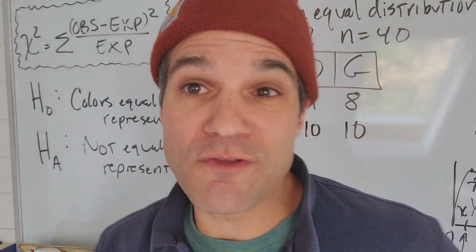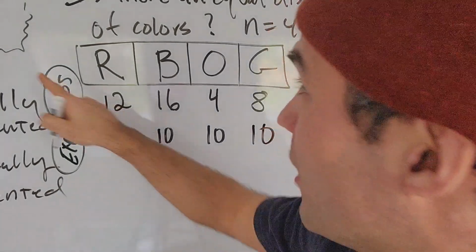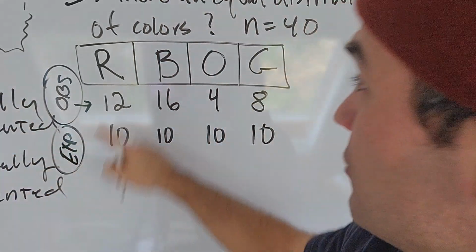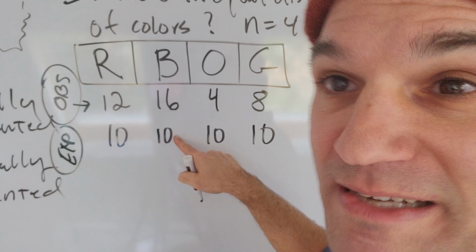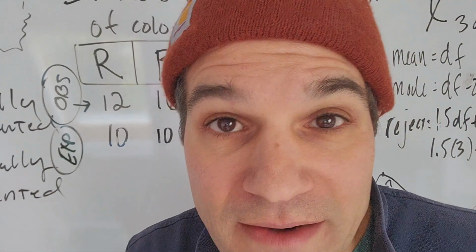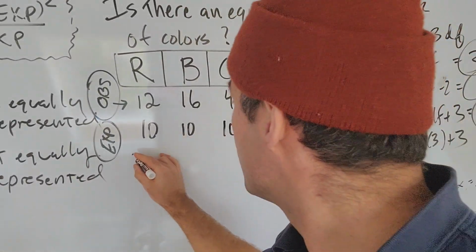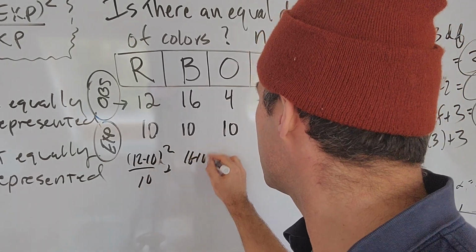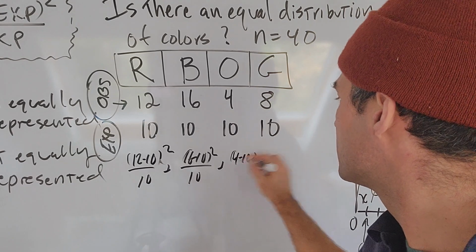So all you have to do now, I've got my observed, I've got my expected. I just do observed minus expected, squared, divided by expected for each one. I'm going to do 12 minus 10 squared divided by 10, 16 minus 10 squared divided by 10, 4 minus 10 squared divided by 10, 8 minus 10 squared divided by 10. So we can do those out right now, and I'll show you what that looks like.